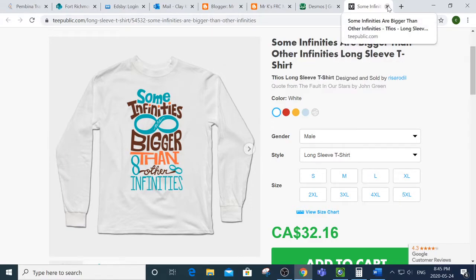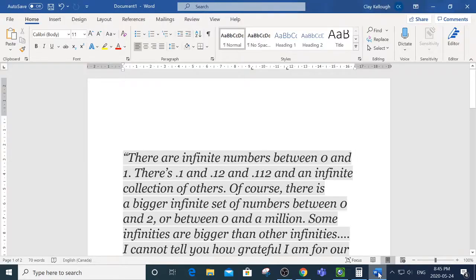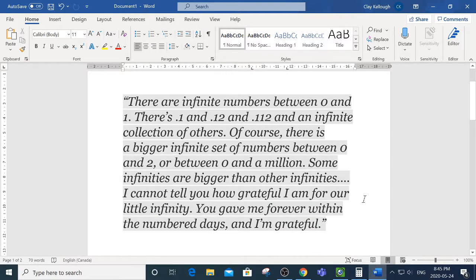So what does that mean? Well, in the context of the book, what this character was trying to say, I actually looked up the quote. I thought we'd look it up and talk about it here a bit. Here's the quote from the actual book. There are infinite numbers between 0 and 1. There's decimal 1 and decimal 12, or decimal 1, 2, and decimal 1, 1, 2. And an infinite collection of others. Of course, there's a bigger infinite set of numbers between 0 and 2, or between 0 and a million. Some infinities are bigger than other infinities.